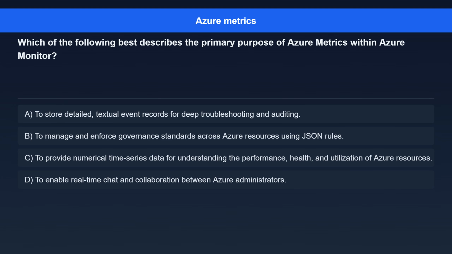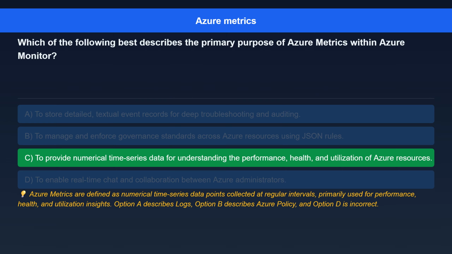Question 7. Which of the following best describes the primary purpose of Azure metrics within Azure Monitor? Option A, to store detailed textual event records for deep troubleshooting and auditing. Option B, to manage and enforce governance standards across Azure resources using JSON rules. Option C, to provide numerical time series data for understanding the performance, health, and utilization of Azure resources. Option D, to enable real-time chat and collaboration between Azure administrators.